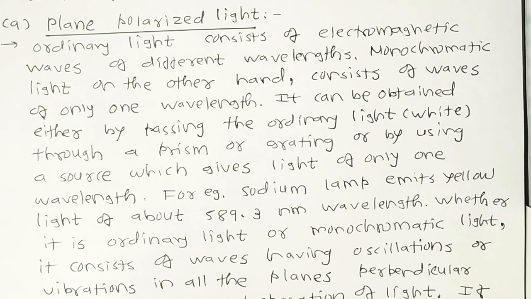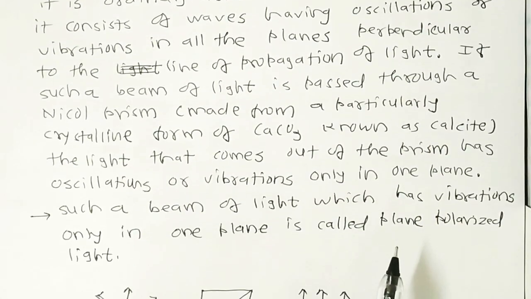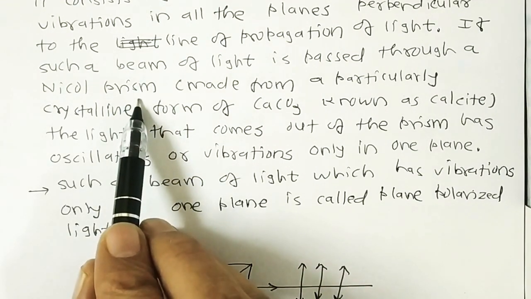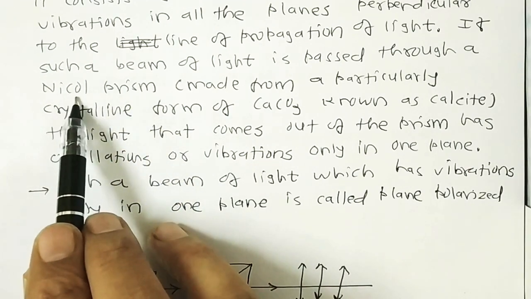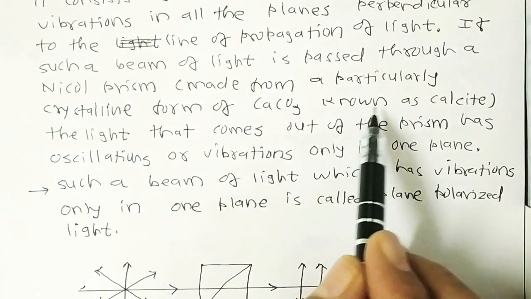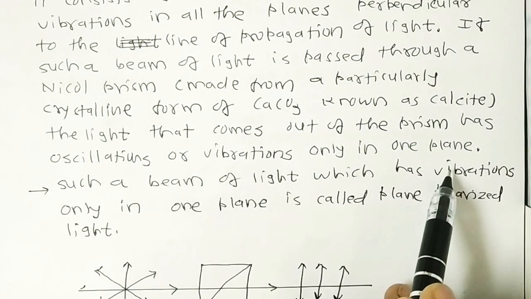First, we convert polychromatic light into monochromatic light, and this monochromatic light consists of waves having oscillation or vibration in all the planes perpendicular to the line of propagation of light. If such a beam of light is passed through a Nicol prism, which was first made by the scientist Nicol and is made from a particular crystalline form of calcium carbonate, sometimes known as calcite, the light that comes out of the prism has oscillation or vibration only in one plane.